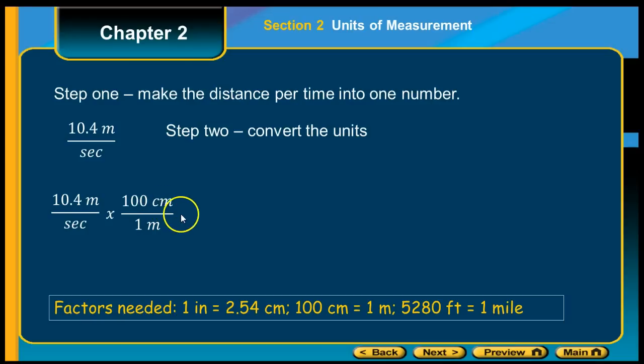Centimeters need to cancel, so I'm going to put it on the bottom of the next fraction, and I'm going to put inches on the top. So 2.54 centimeters on the bottom and 1 inch on the top. Inches is on the top, so I'll put it on the bottom, and I know that there are 12 inches in 1 foot. All right.